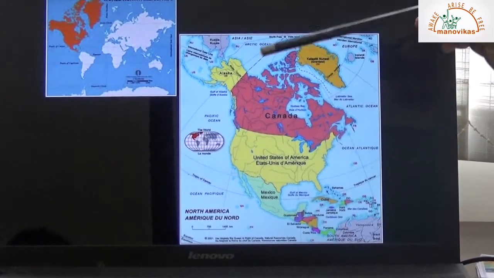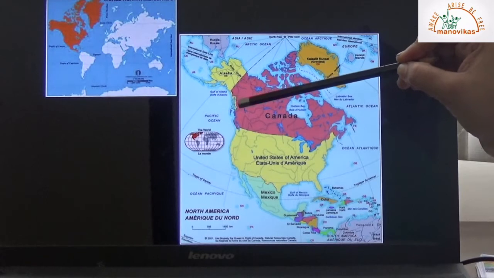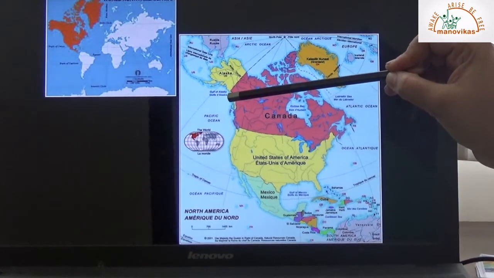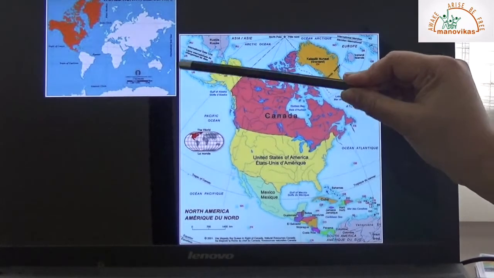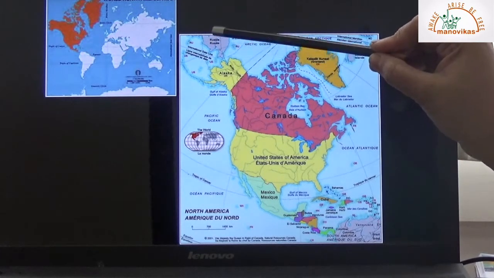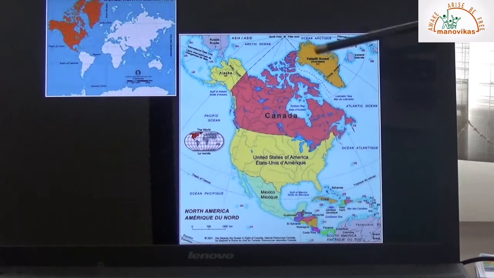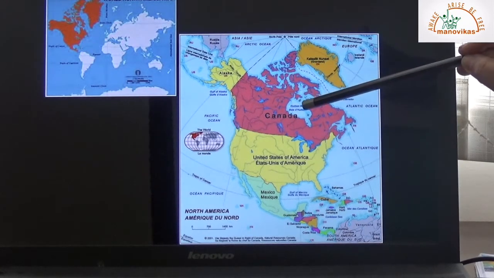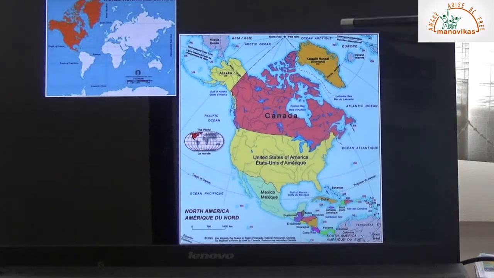Apart from this, there are other water bodies which are surrounding the continent of North America, including your Gulf of Alaska, then you have the Aleutian Islands, and the Bering Sea, which separates North America from Asia. These are the places. Then you have other water bodies which include your Labrador Sea and Hudson Bay also.